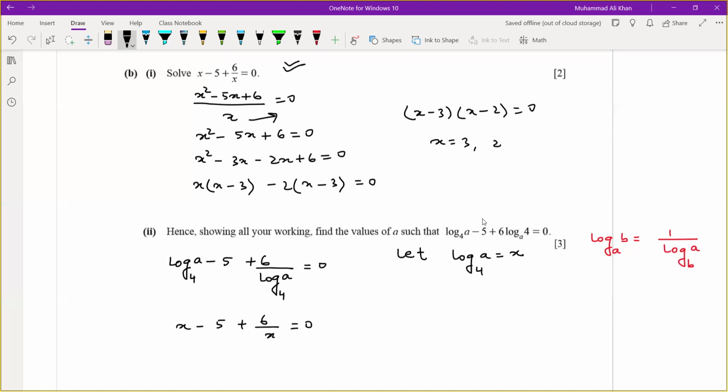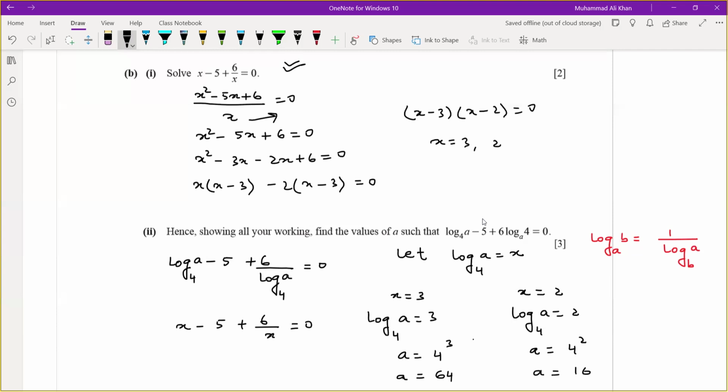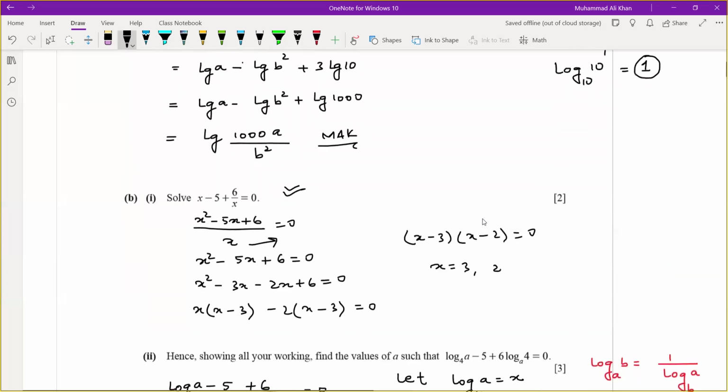So the answer of this equation is x equals 3 and x equals 2. And what is x? x is log 4a equals 3 and log 4a equals 2. So according to the property of log, a is 4 power 3, and a is 4 power 2. Now the value of a is 64 and here the value of a is 16. These are the two values of a. Hopefully, again, there's no confusion in this question number 12.